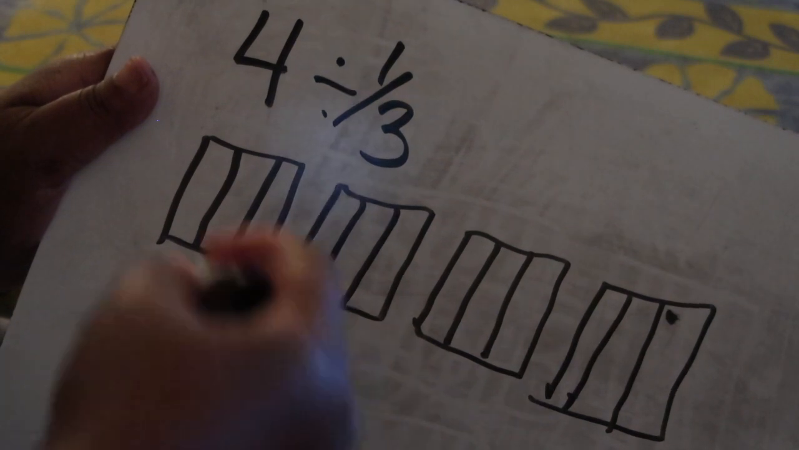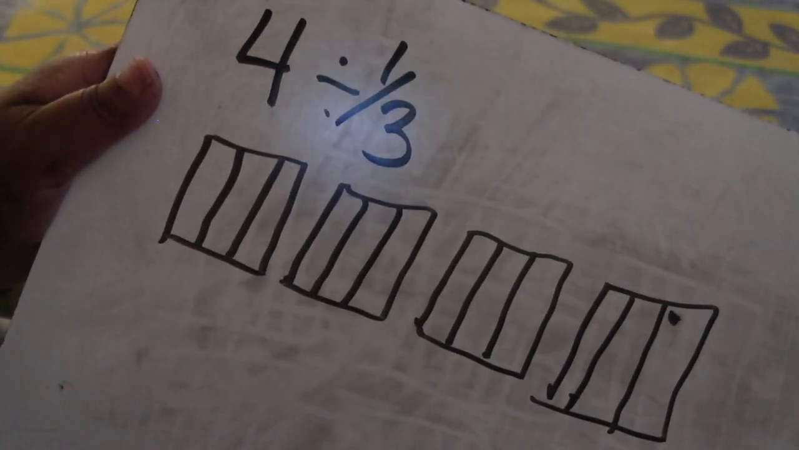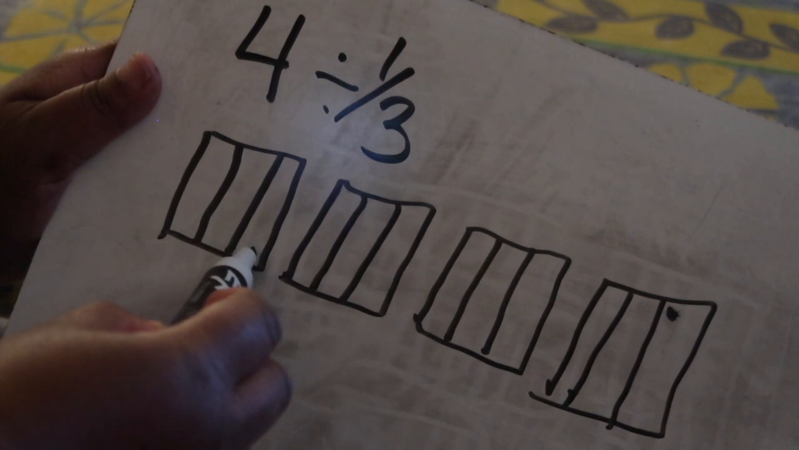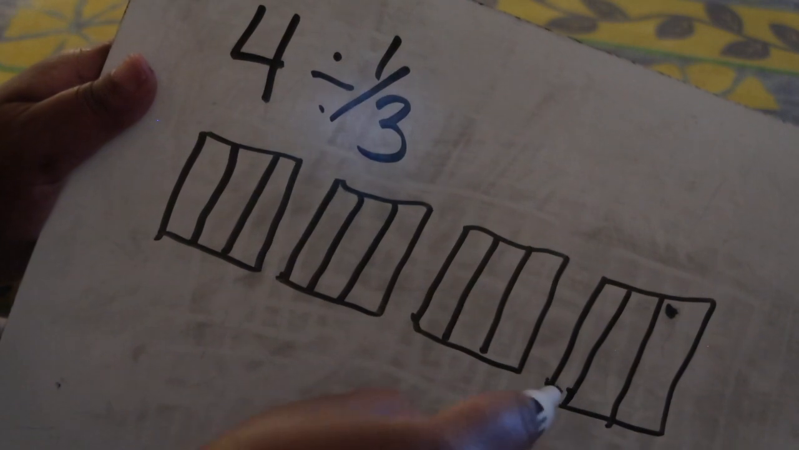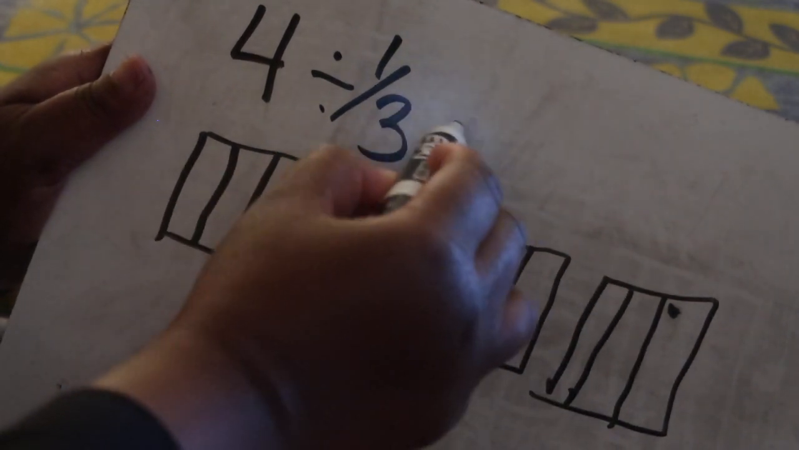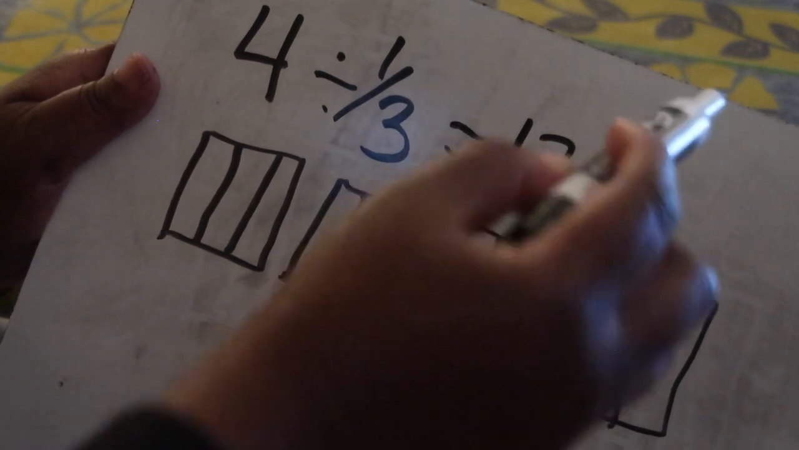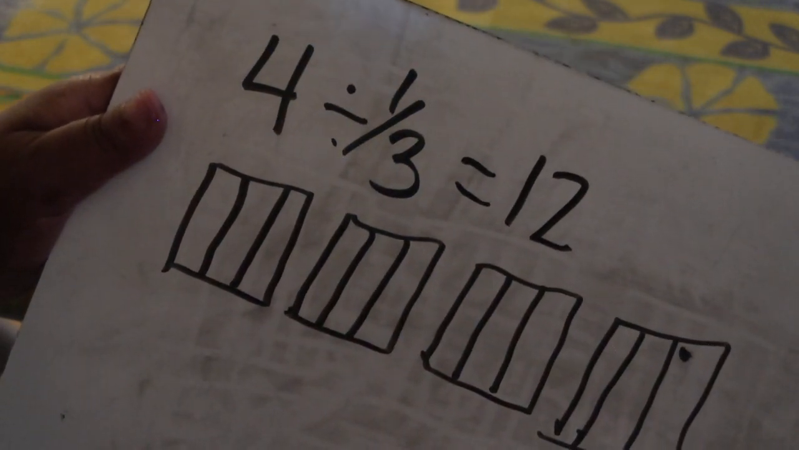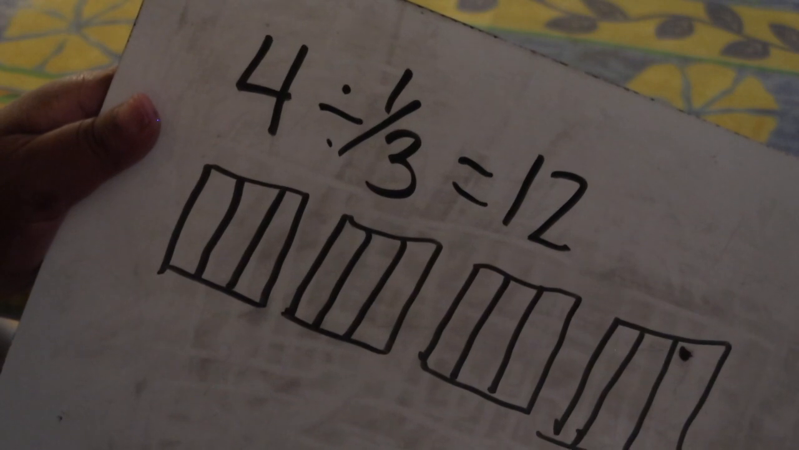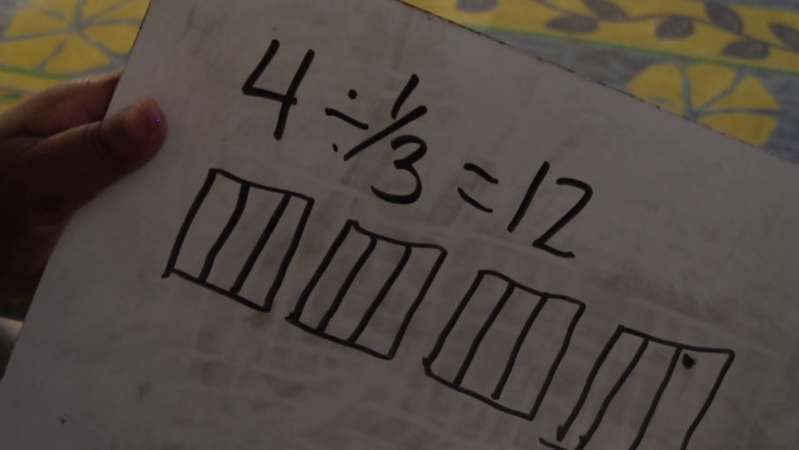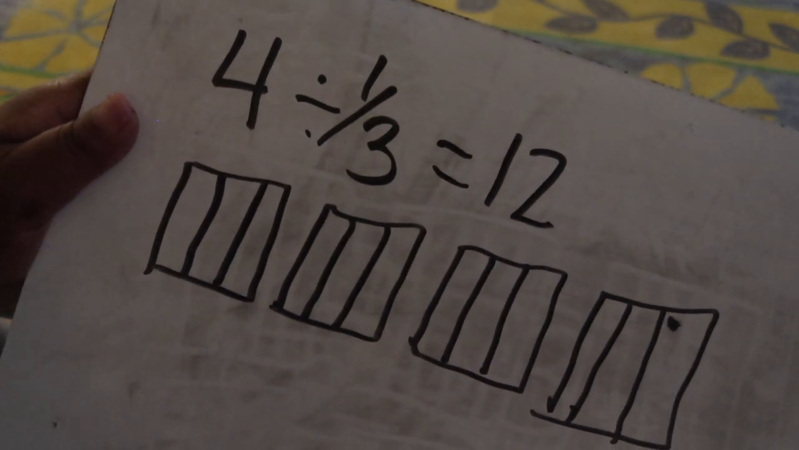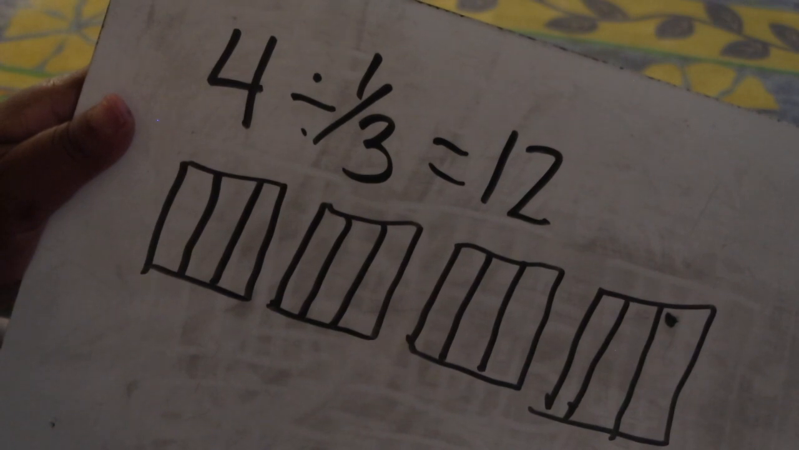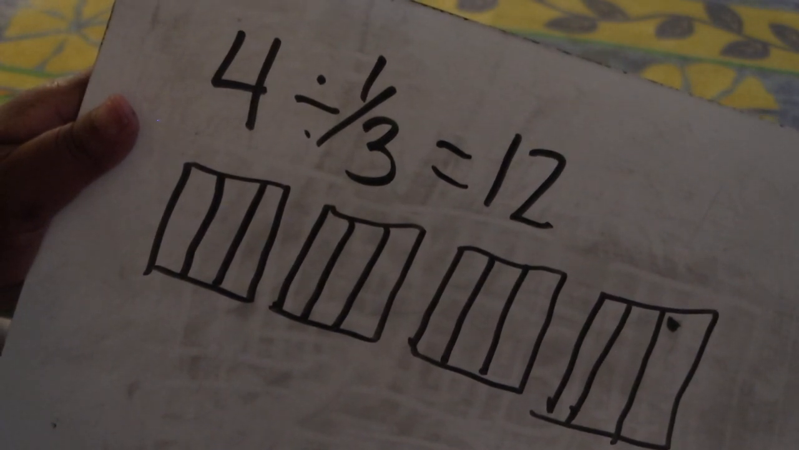Now, the next step, we can count them all and then we'll do the algorithm. So let's count. 1, 2, 3, 4, 5, 6, 7, 8, 9, 10, 11, 12. So if you had 4 cups of trail mix and you wanted to make baggies that had 1/3 of the mix, you could make 12 bags worth of trail mix. So I'm going to hold that there for you. Again, you can pause it if you need to, but I'm also going to do a number line for you.